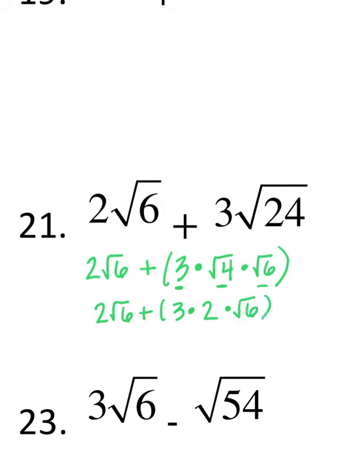Okay? So again, I have 2 radical 6 plus, well now I can multiply these two numbers together. I have 3 times 2, which is 6, times radical 6. So now I have two like terms, radical 6, and now I can add them together. So 2 radical 6 plus 6 radical 6 gives us 8 radical 6 as our final answer.